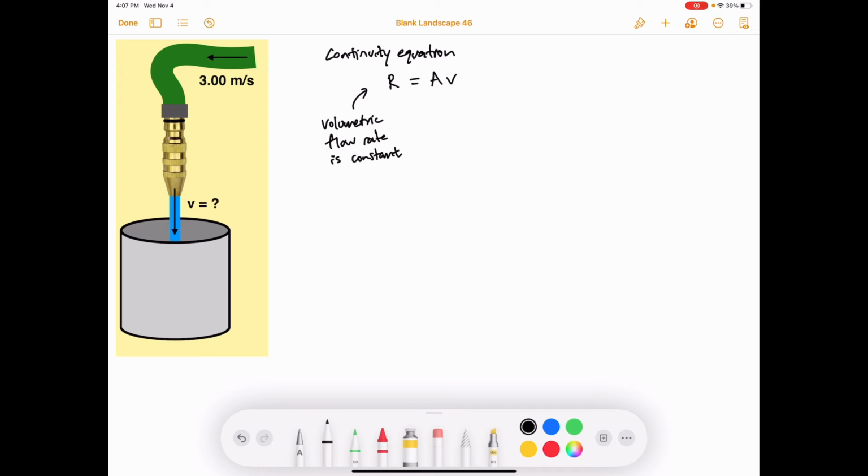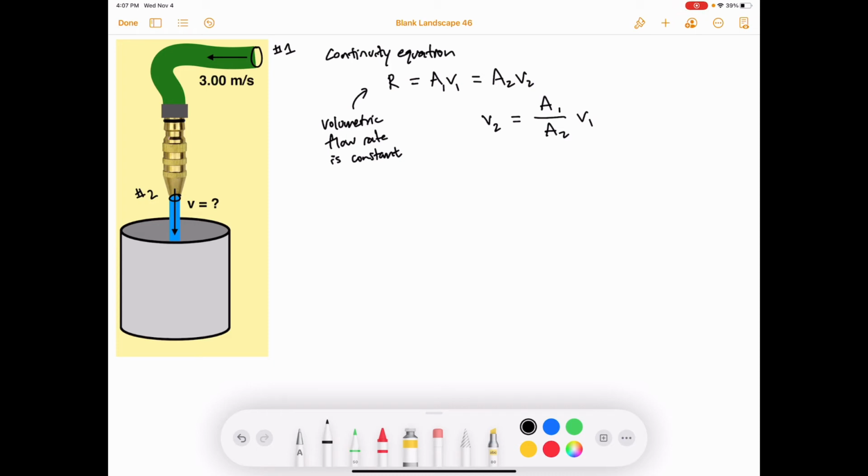So in other words, let's call this part of the hose back here point number 1. And then let's call the nozzle where the water is coming out point number 2. By saying the volumetric flow rate is constant, it's the same at point 1 and 2. What we're saying is A1 times V1 is equal to A2 times V2, where those are the cross-sectional areas at those 2 points. So what we'd like to do is find V2. That's equal to A1 divided by A2 times V1.